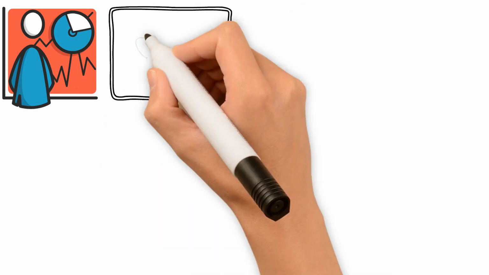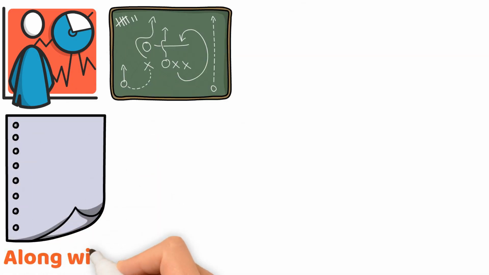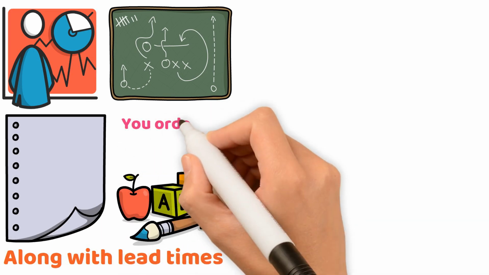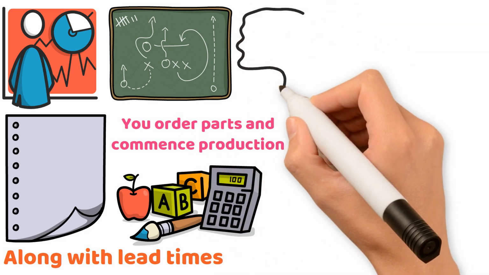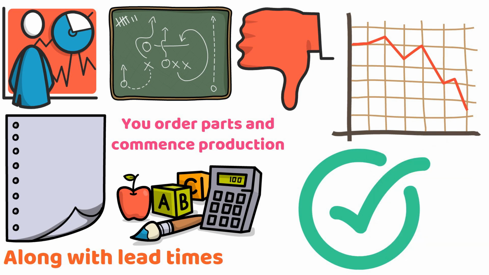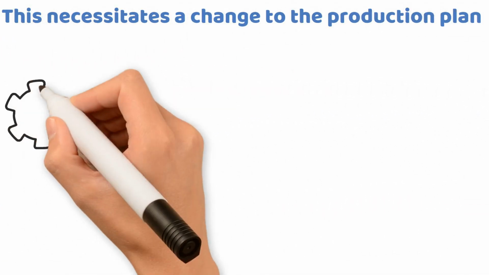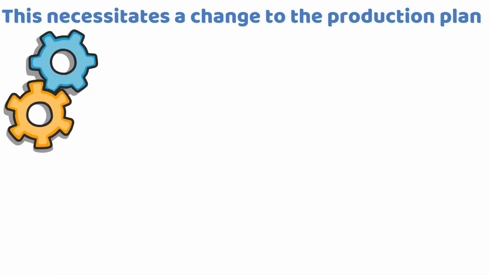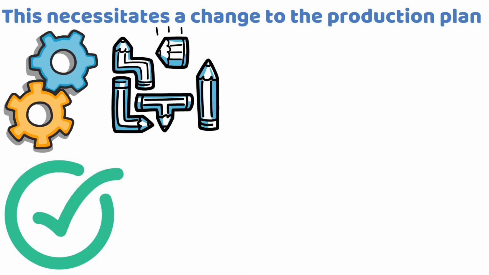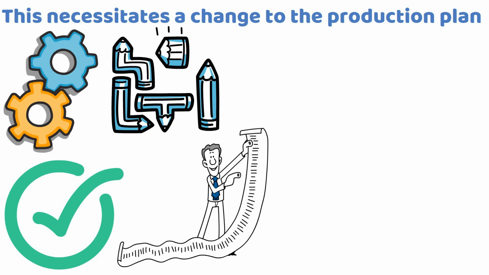You create a demand forecast. You plan production. You enter all the required parts in the MRP along with lead times, and the system calculates reorder points. You order parts and commence production. But early sales are disappointing, for example, so the demand forecast is revised down for some finished goods. This necessitates a change to the production plan, which in turn affects the number of parts needed and the time they are needed. But to make matters more complicated, some deliveries are already in transit. Oh, and did I mention that the number of affected parts could number in the thousands?